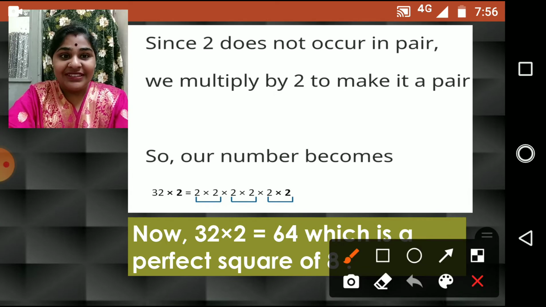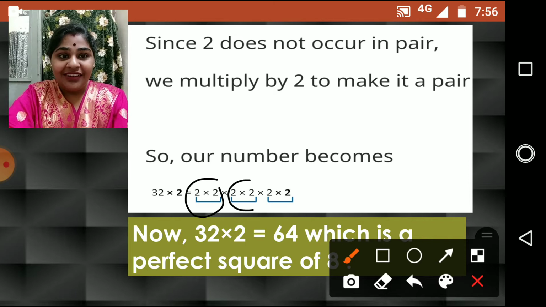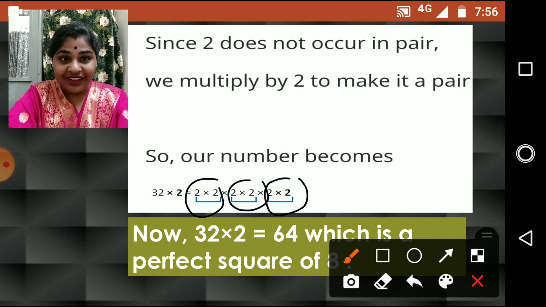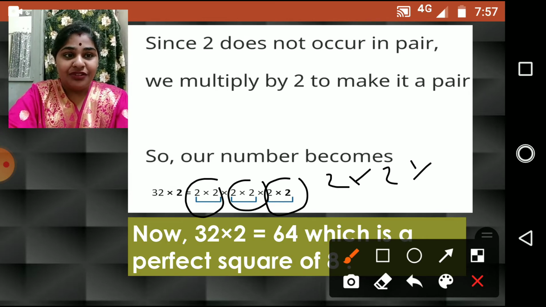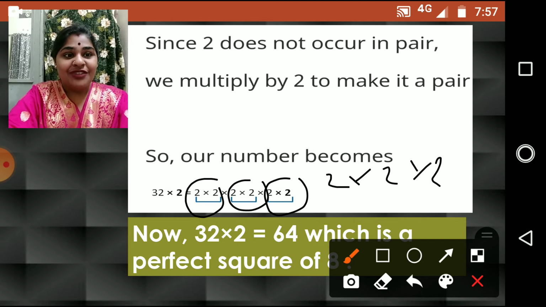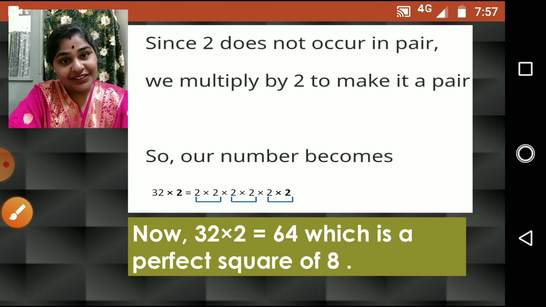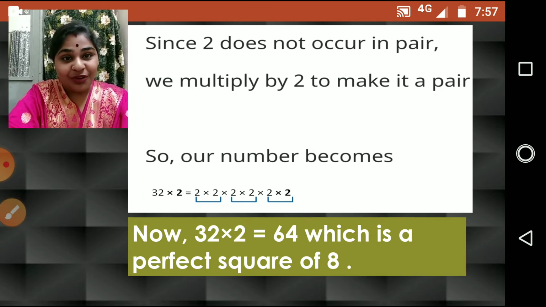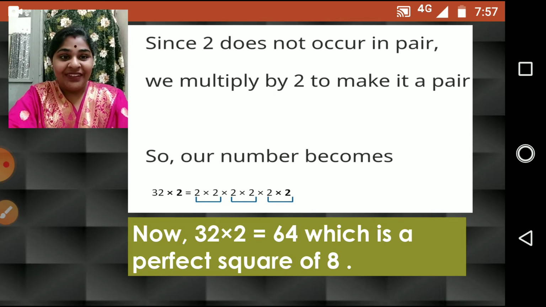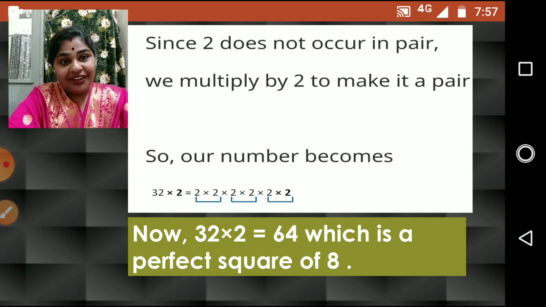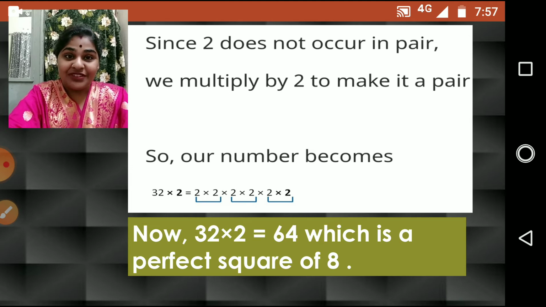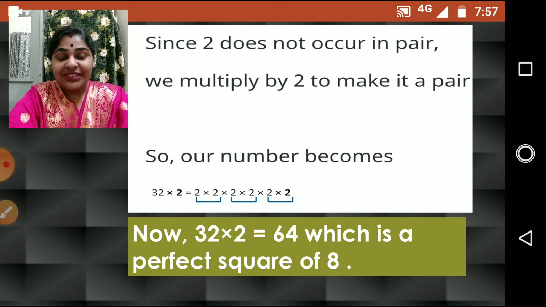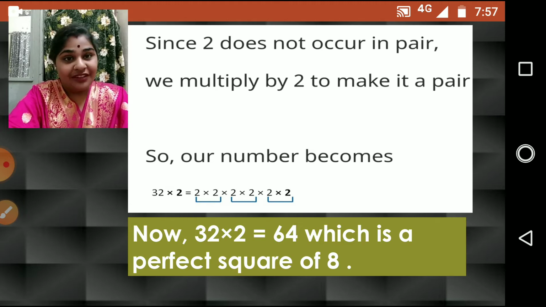Now you can see we get three pairs of 2. Taking one 2 from each pair, that is 2 into 2 into 2, that is 8. So 8 square is 64 and the square root of 64 is 8. So this is how, if the given number is not a perfect square, we can find which smallest number can be multiplied. This is the method, children, how we can find it.